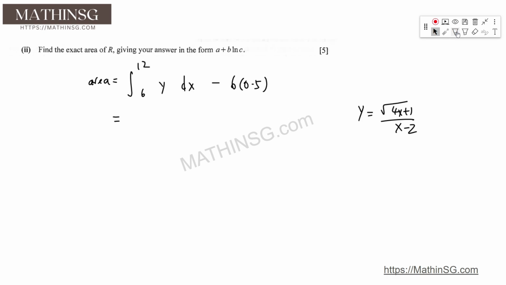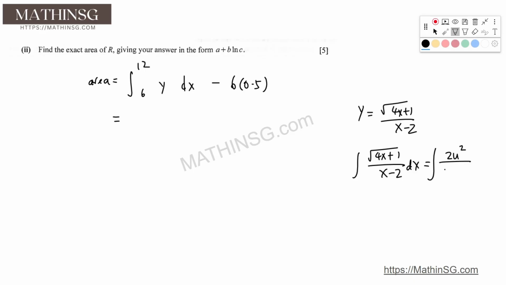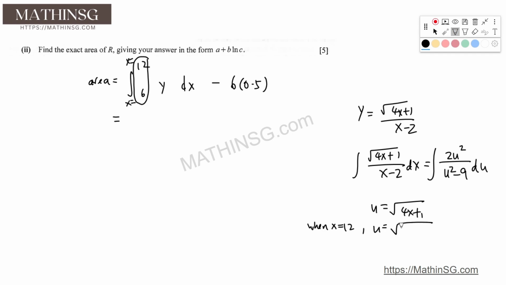Okay, so we know that integration of this is the same as integration of this one from part A, and we know that u is essentially square root 4x plus 1, right? So what I need to do is change this, which is in terms of x, to u, right? So when x is 12, u is equal to square root of 4 times 12 plus 1, which is 49, right? Square root 49 is 7.